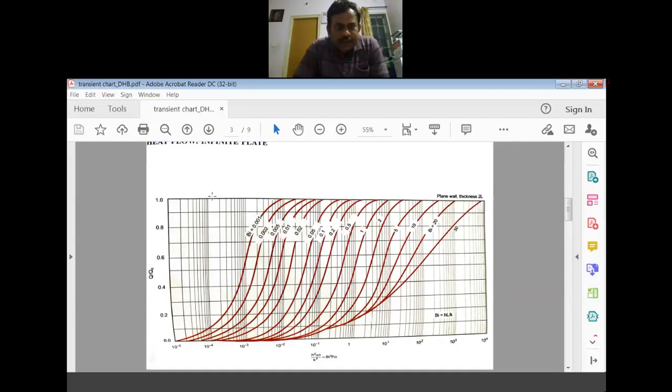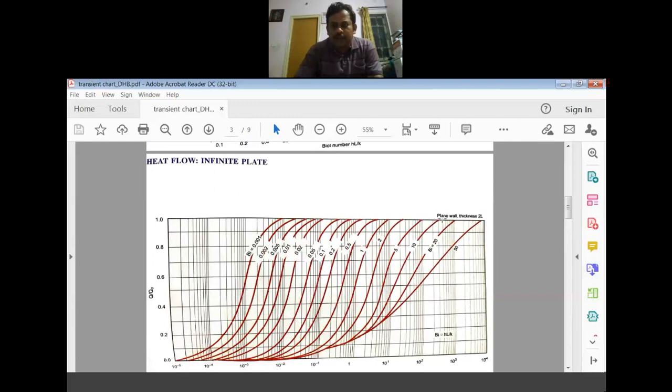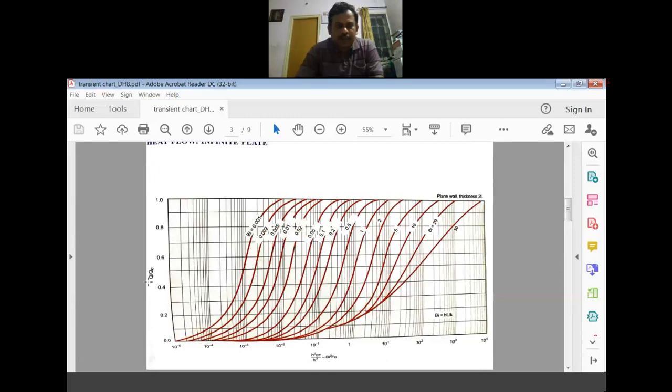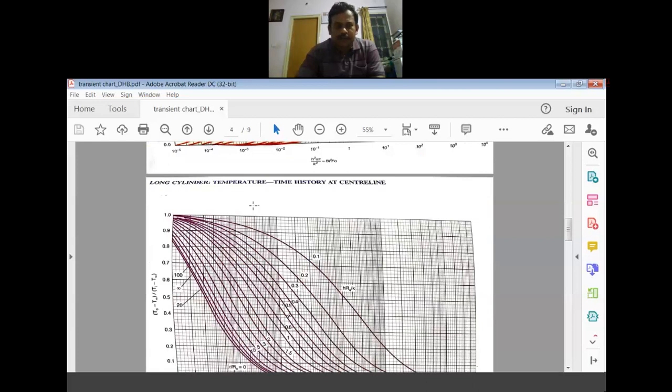In this chart, they have given the plane wall thickness as 2L. This chart is used to find the heat transfer, Q by Q naught. I will tell you the formula for how to calculate Q naught. Here the x-axis represents Biot number squared into Fourier number, and different curves are there for different Biot numbers. So these three charts are there for the plane wall, and similarly for the cylinder also.